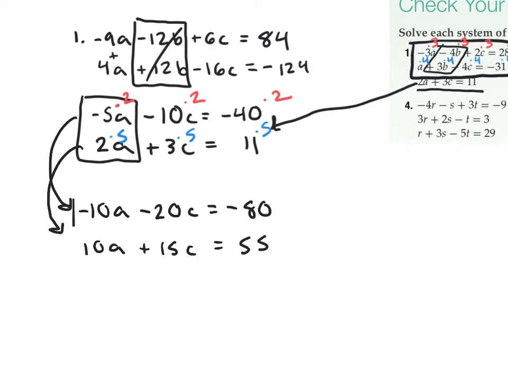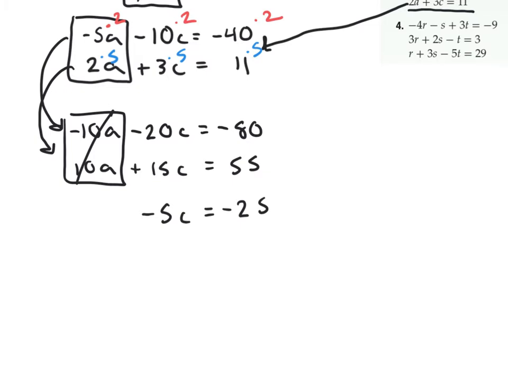55. What happens to our 10a's? They cancel out, since one's negative and one's positive. What happens to our c's? Negative 5c. And then what's negative 80 plus 55? Negative 25.